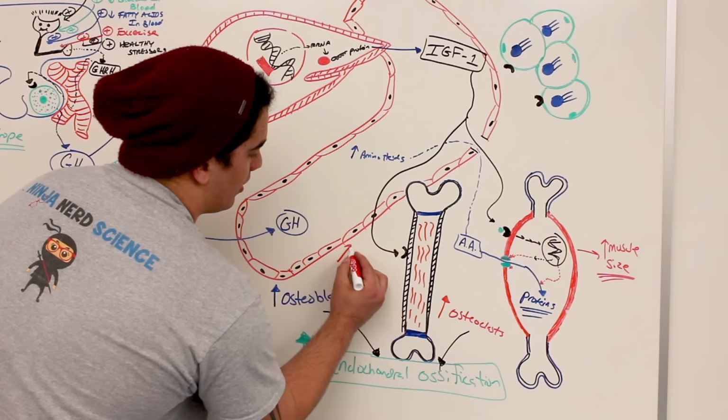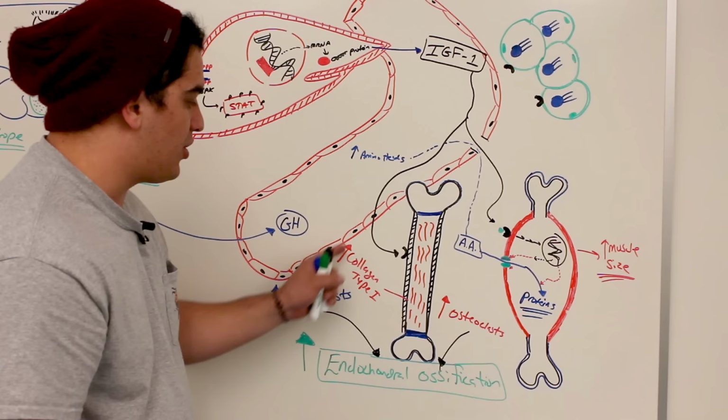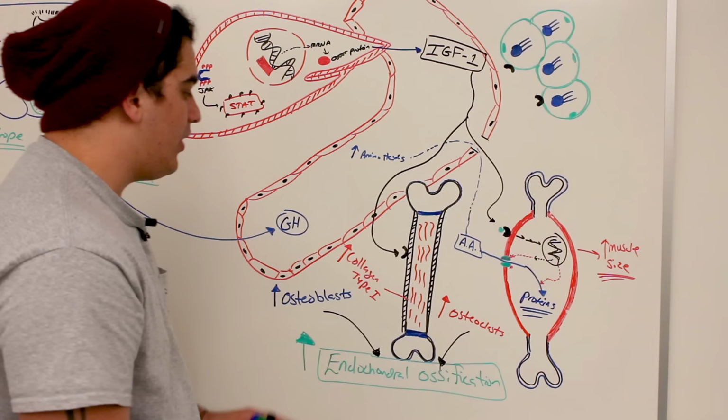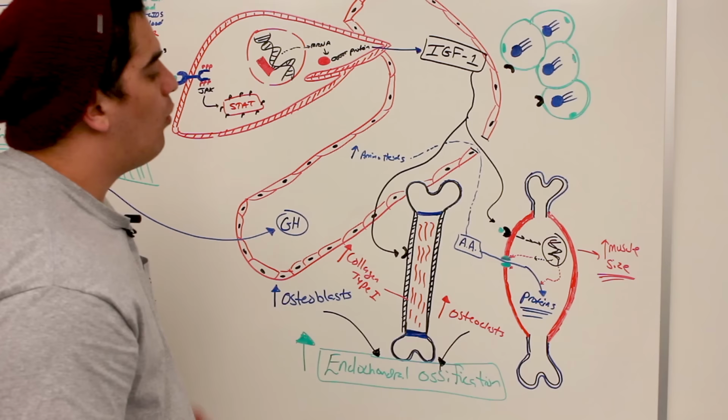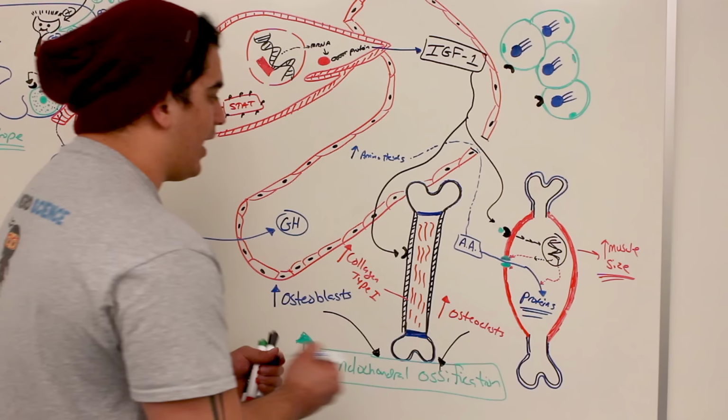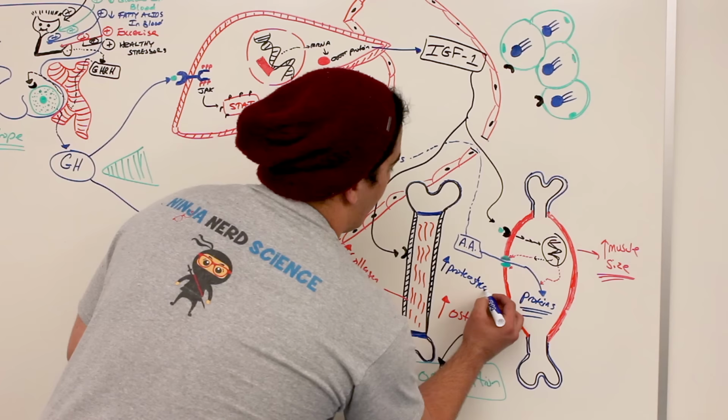So what are the processes working on the bone? It's going to increase the collagen type 1. It's going to increase osteoblastic activity. It's going to increase osteoclastic activity, but they're going to be highly regulated, which is going to enhance the endochondral ossification response. What's another thing that this is going to do? There's not just those proteins. You know, there's other things. There's what's called proteoglycans. So it's going to increase the production of proteoglycans. And these are also extremely important in bone also.